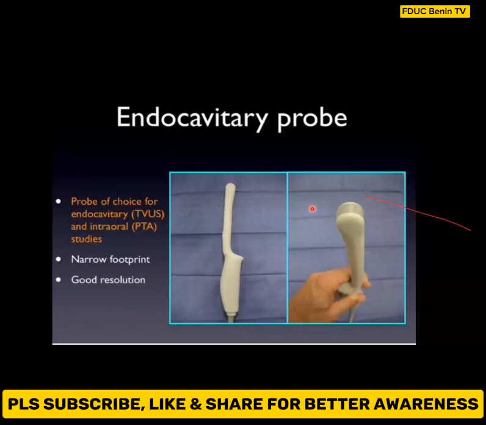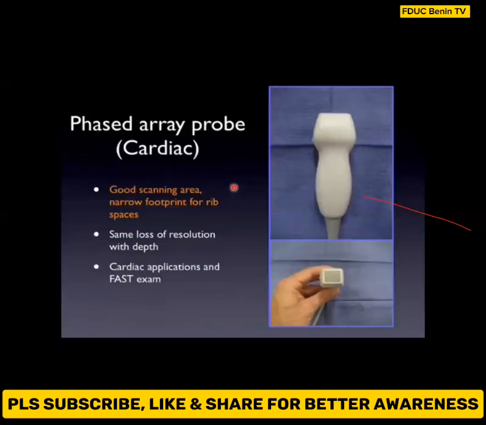Then we have endocavitary probes. Endocavitary probes could be for transvaginal ultrasound or intraoral ultrasound. They use high frequency. This is what we use for transvaginal ultrasound, usually in early pregnancies. Because it's high frequency, it has good resolution, but it cannot penetrate much. That's why we always ask patients to empty the bladder: once the bladder is full, we will not be able to see the uterus because it can displace it.